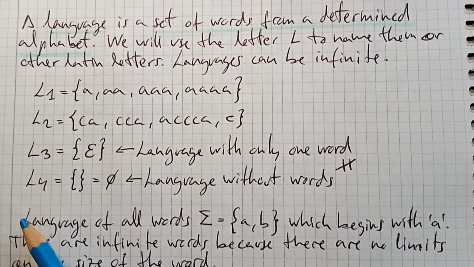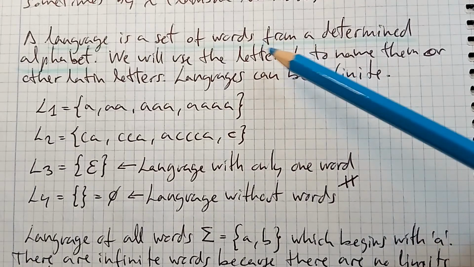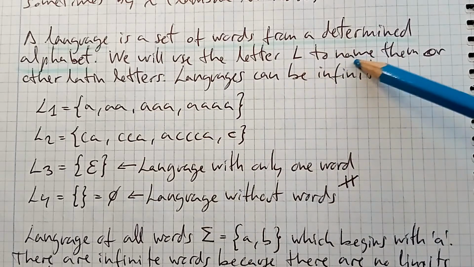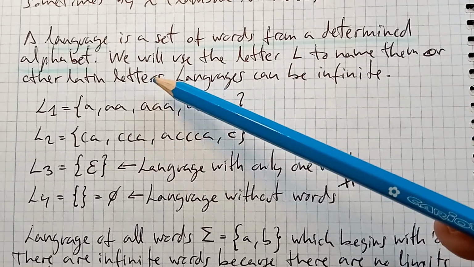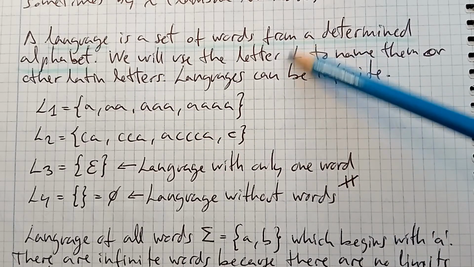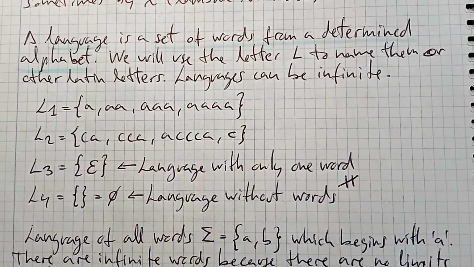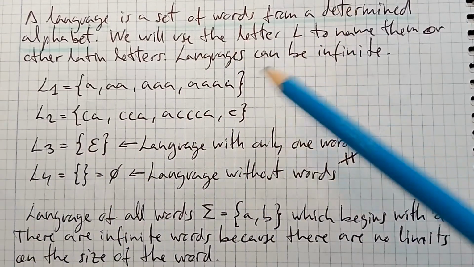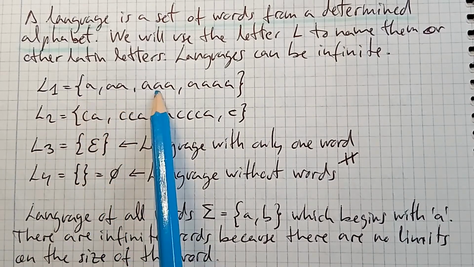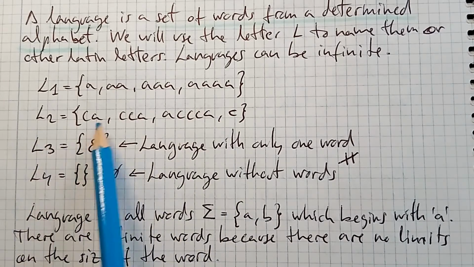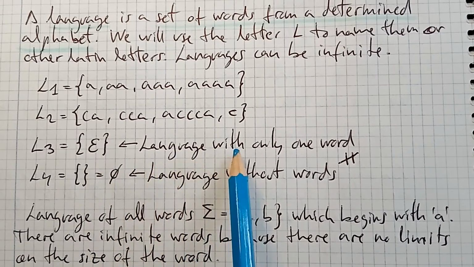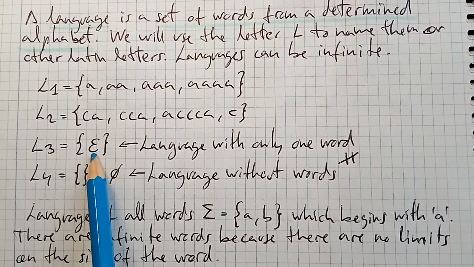What is a language? A language is a set of words from a determined alphabet. We will use the letter L to name them, or if there are other languages we can use another uppercase Latin letter. Here you have some examples of languages. Like L1 has these four words, L2 the same, L3 is a language with only one word, which is the empty word.